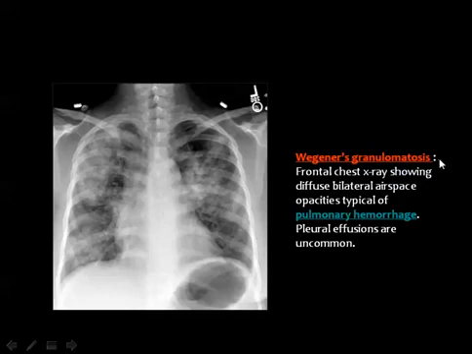Also, Wegener granulomatosis is one of the small vessel vasculitis that can cause pulmonary hemorrhage. Then, if you know that the patient had Wegener granulomatosis and you got these opacities in the lung, one may say the patient with Wegener granulomatosis cannot have pneumonia, or he can. He can, of course. The patient with Wegener may be affected by pneumonia or pulmonary hemorrhage. Then how can you discriminate between both?